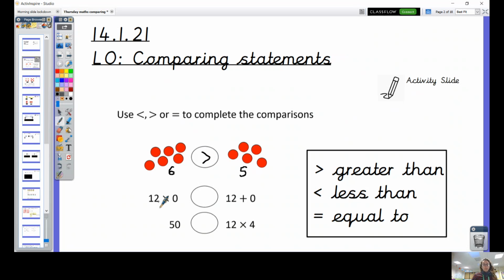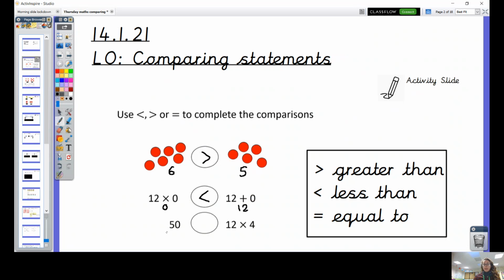12 times 0, that's 12 lots of nothing. So therefore the total is nothing. Now 12 add 0 means I've already got 12 and I'm just adding nothing onto it. So actually my total this time is 12. I've got 12. Therefore, I can see that 0 is less than 12. Always remember to read from the left-hand side across.